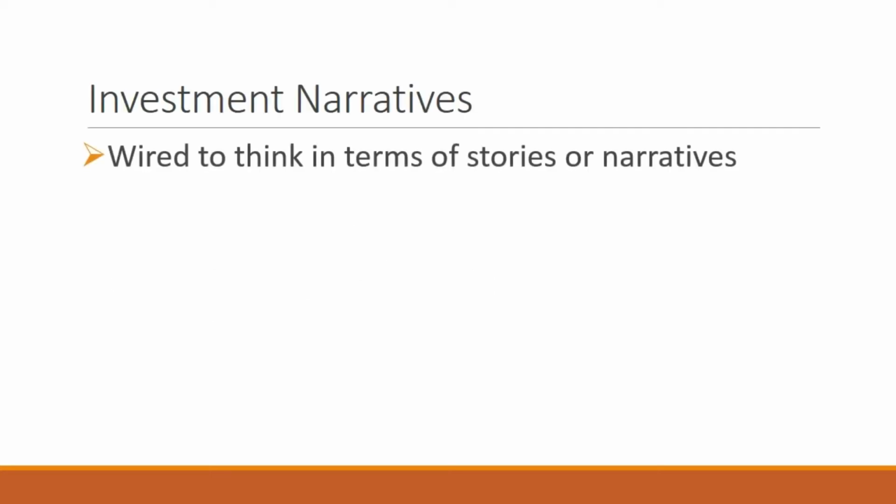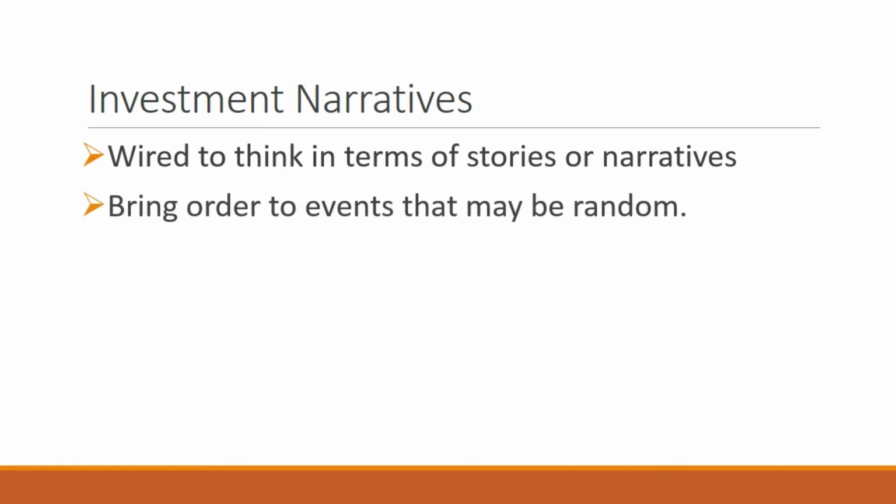It turns out that as people, we're wired to think in terms of stories or narratives. Narratives bring order to events that may be random. For example, when we read a story about the Dow Jones, it doesn't just state that the Dow Jones moved up by 5 points. It has a long narrative that explains the various reasons why the Dow Jones went up, with quotes by experts who also spin a narrative.